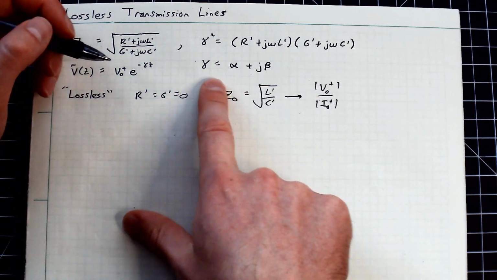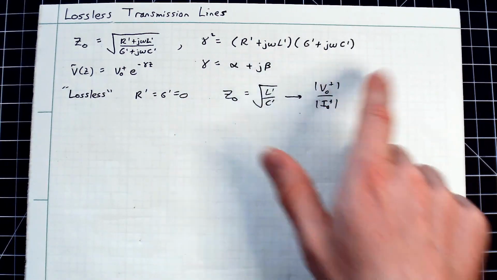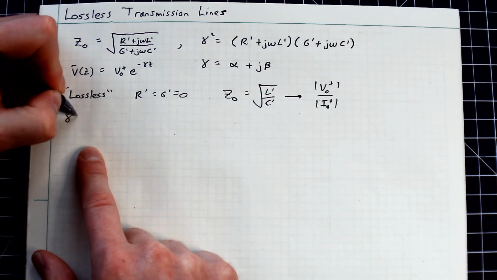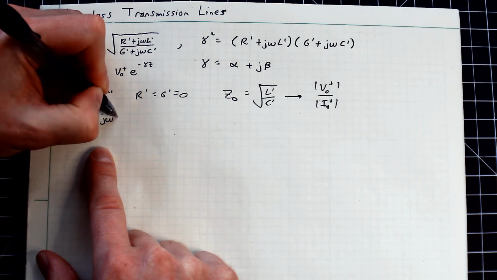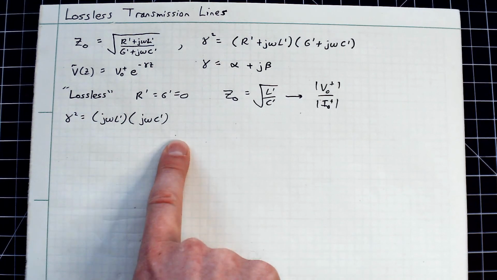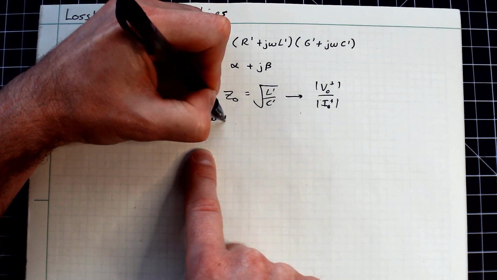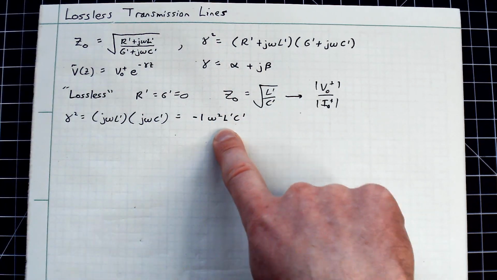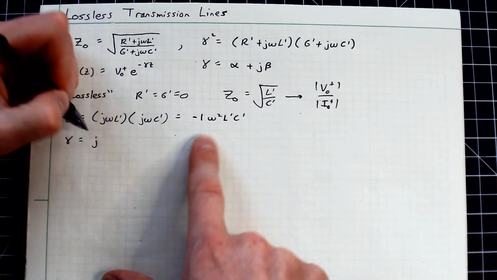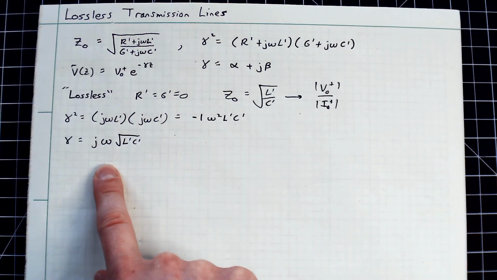So when I do lossless, what you'll find is the R and the G go away, the j's multiply together, and what you get is the square root of the product. So let's go ahead and do that. You'll notice gamma squared is equal to j omega L prime times j omega C prime. So you just multiply together, and I get negative omega squared L prime C prime. Now I'm going to take the square root of that, and I get gamma is equal to j, the square root of negative 1, omega times the square root of L prime C prime.